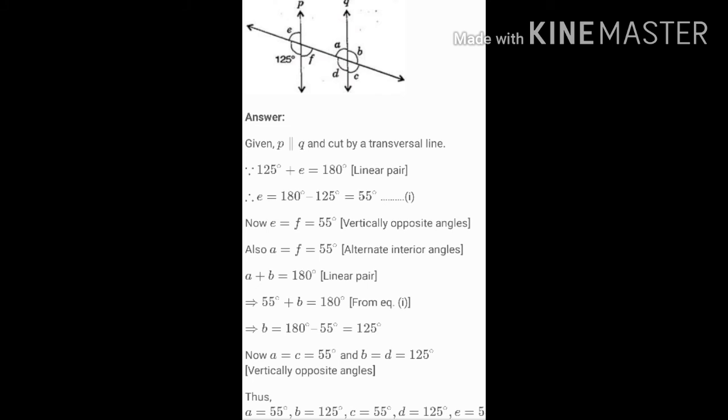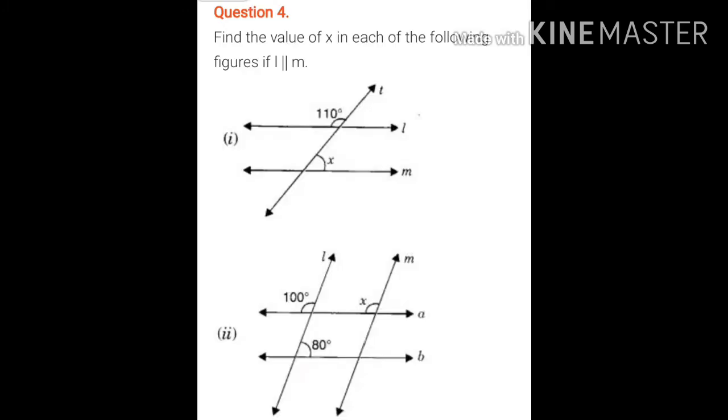Here A plus B is equal to 180 degree. Why? Because it's a linear pair. So value of B will be 180 minus 55 degree, means 125 degree. Now A is equal to C is equal to 55 degree and B is equal to D is equal to 125 degree because these are vertically opposite angles, so all the values are found here.